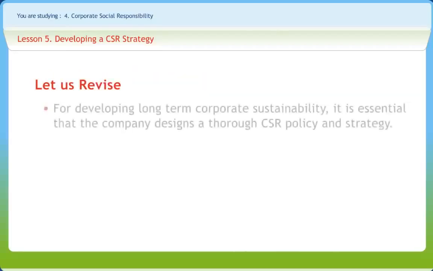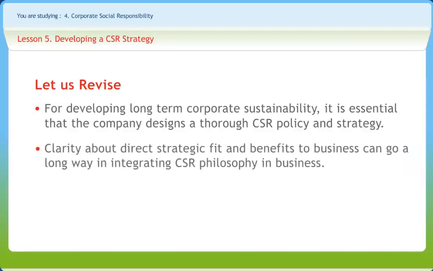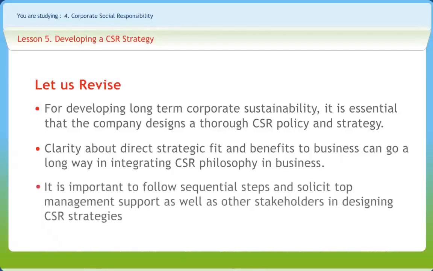Before we finish, let us revise the lesson in brief. For developing long-term corporate sustainability, it is essential that a company designs a thorough CSR policy and strategy. Clarity about direct strategic fit and benefits to business can go a long way in integrating CSR philosophy in business. It is important to follow sequential steps and solicit top management support as well as other stakeholders in designing CSR strategies.